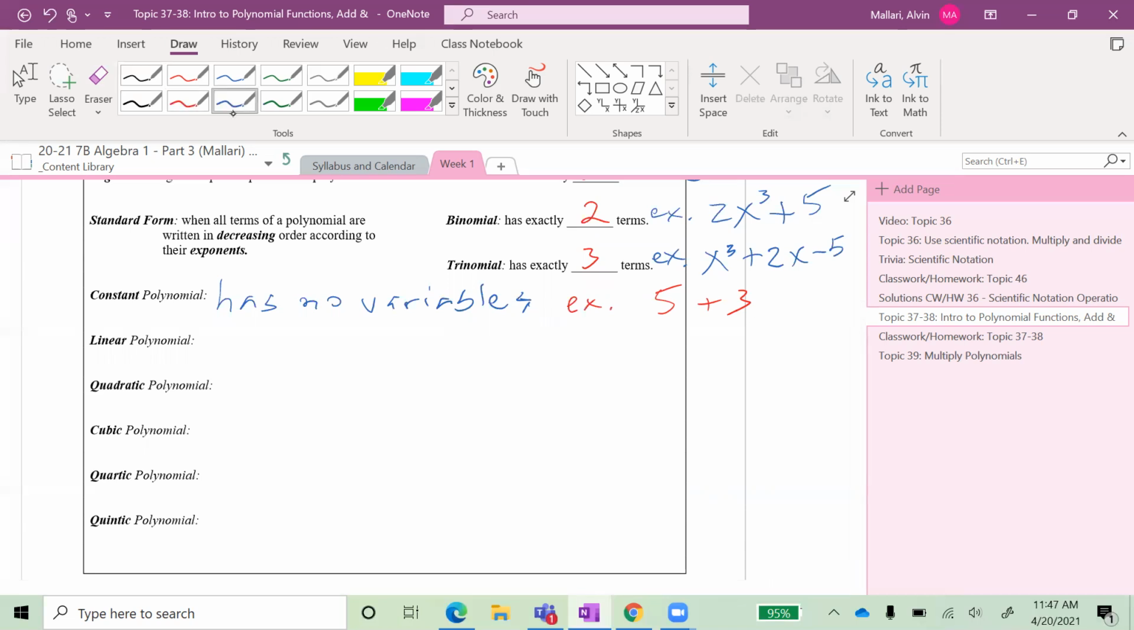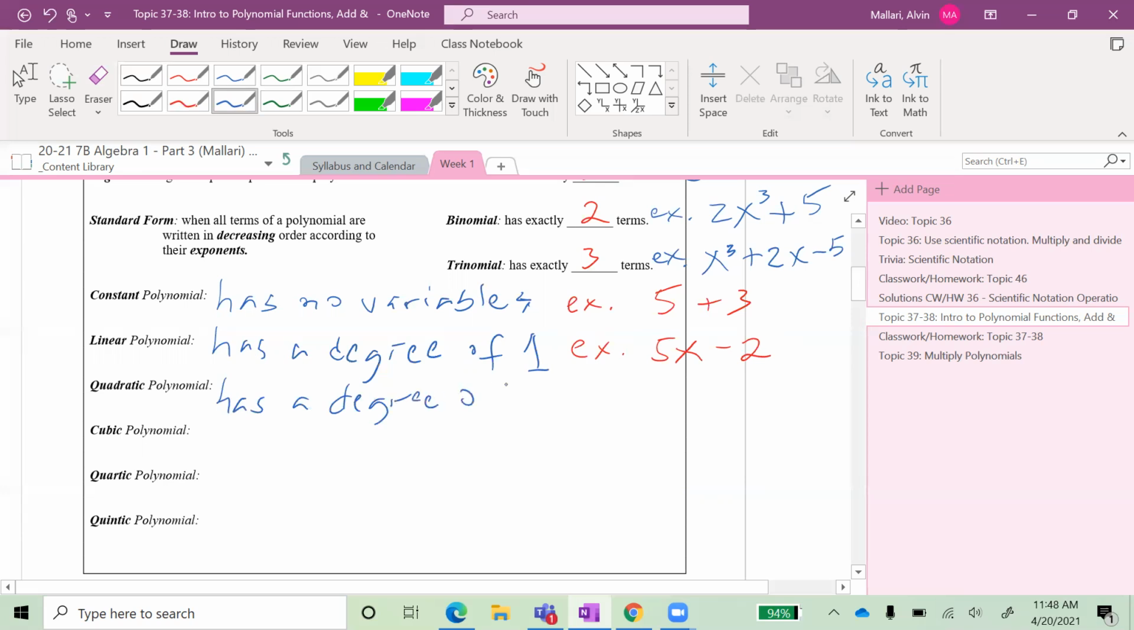Linear polynomial has a degree of 1. That means the highest exponent will be 1. All right. And then we have the quadratic polynomial. It has a degree of 2, meaning the highest exponent of the polynomial is going to be 2. Then we have cubic polynomial has a degree of 3. We have an example for that one. Let's say 4x cubed.